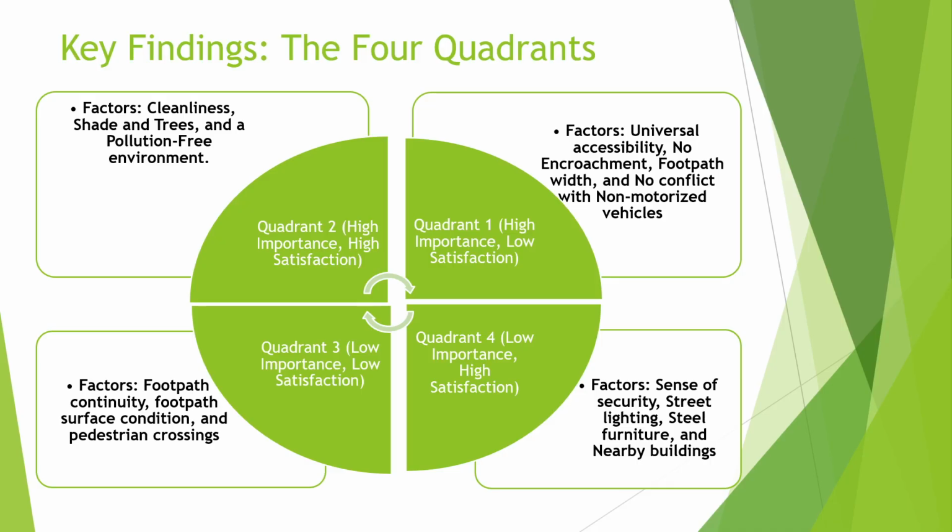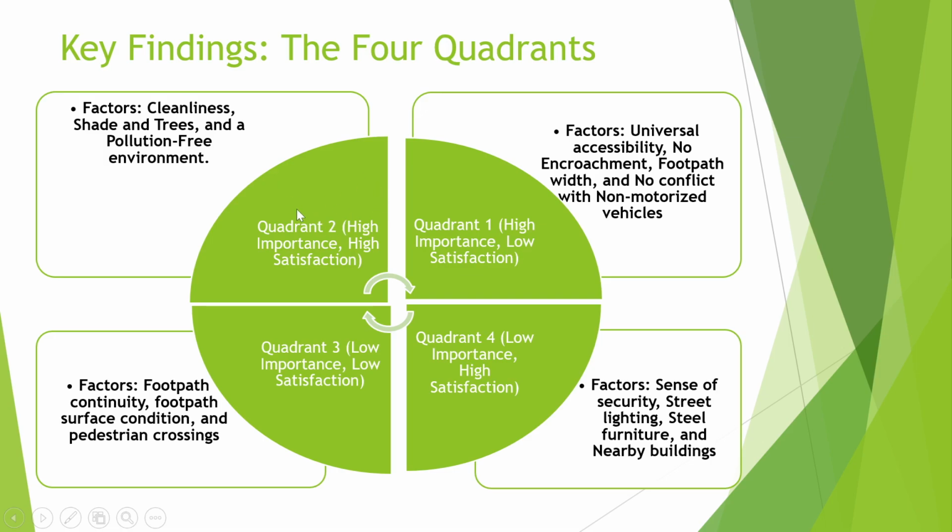If we focus on the slide, the researchers plotted the 4-quadrant curves. In quadrant 1, the factors were of high importance, but the pedestrians feel less satisfaction with those factors. The factors were universal accessibility, no encroachment, footpath width, and no conflict with non-motorized vehicles. So the authority should give the most priority to these factors, as these are most important, but pedestrians are less satisfied, with very low satisfaction.